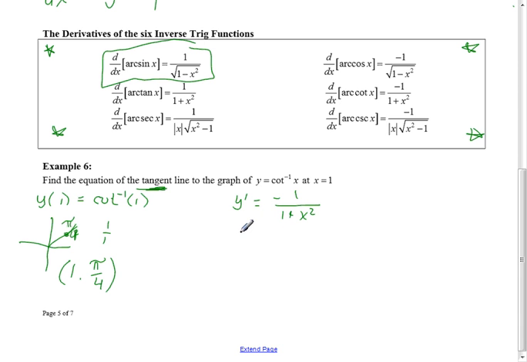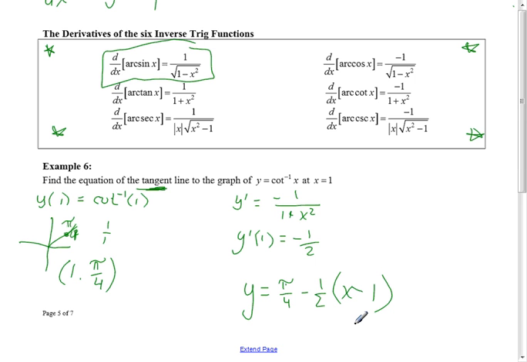We're looking for the value of the derivative at 1. So plug in 1, and we get negative 1 over 1 plus 1, which is 2. So we just put that together and write our equation: y equals 1/4 pi minus 1/2 times x minus 1.